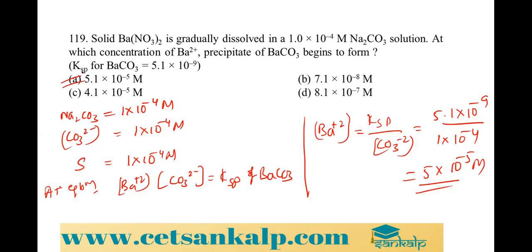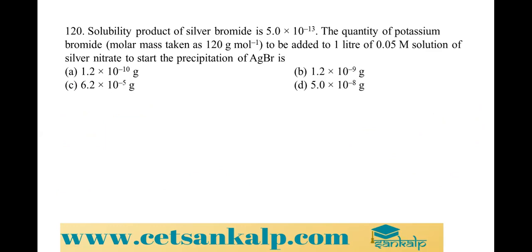So option A, I think. Correct? 5.1 actually. 5.1 into 10 to the power of minus 5 molar. Next. Question number 120. Solubility product of silver bromide is 5 into 10 to the power of minus 13. The quantity of potassium bromide to be added to 1 liter of 0.05 molar solution of silver nitrate to start the precipitation of AgBr is.